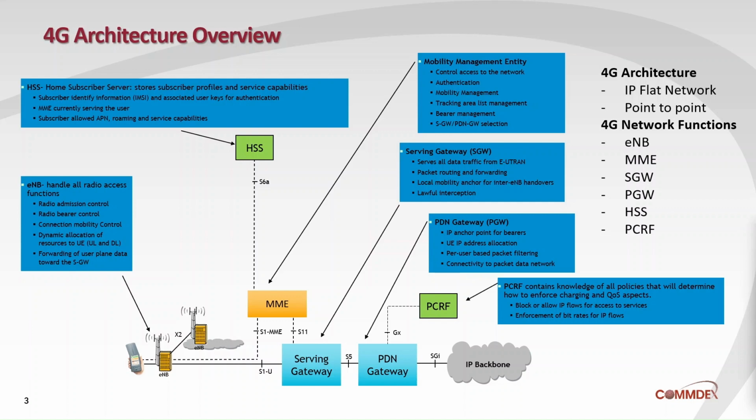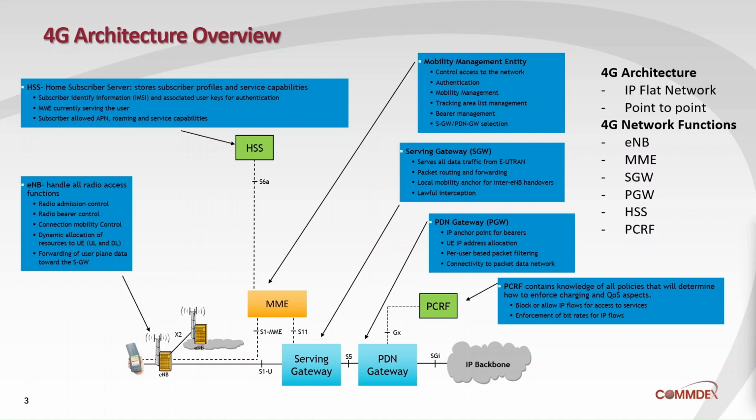The Mobility Management Entity, or MME, handles control access to the network. It handles authentication, mobility management, tracking area list management, the bearer management, and the selection of the S gateway and P gateways. The S gateway serves all data traffic from the E-UTRAN. The E-UTRAN is the RAN aspect in 4G. It handles packet routing and forwarding, is the local mobility anchor for inter-eNodeB handovers, and it also handles lawful interception.